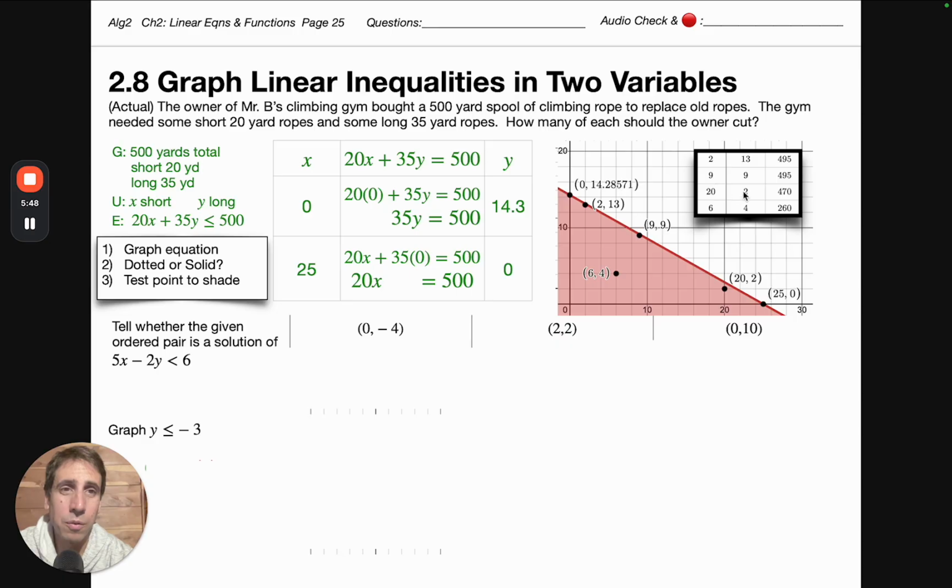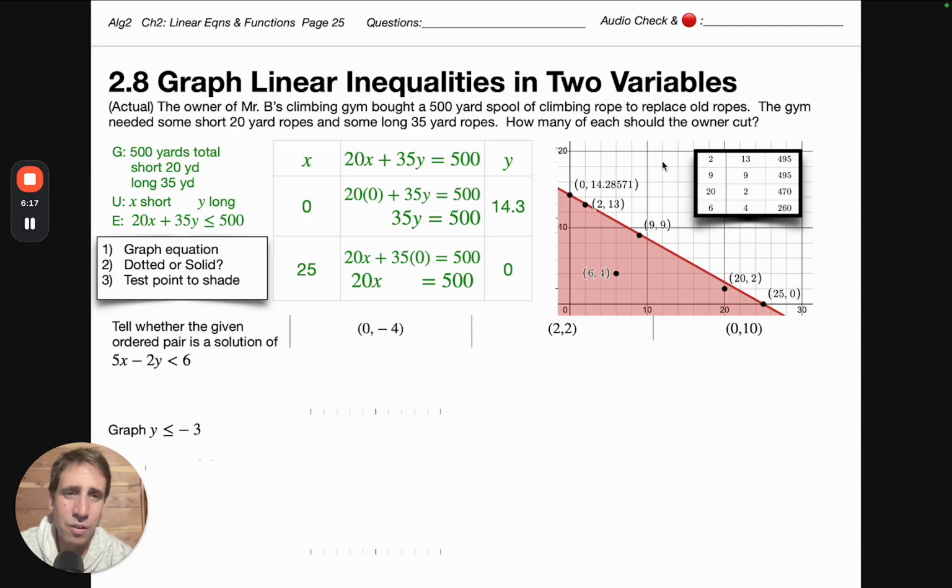I didn't actually show the owner this graph in real life. What I really did was show him this simplified table. You could have 2 short and 13 long, 9 short and 9 long, and then this is how much it would require. He had 500. You notice this point 2, 13 isn't actually right on the line. It's kind of below it. That's because I'm only using 495 of the 500.